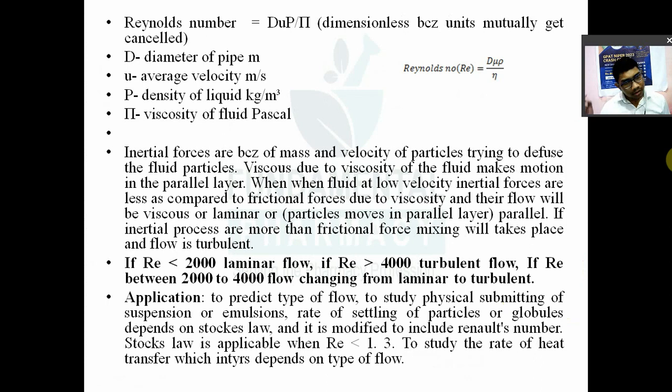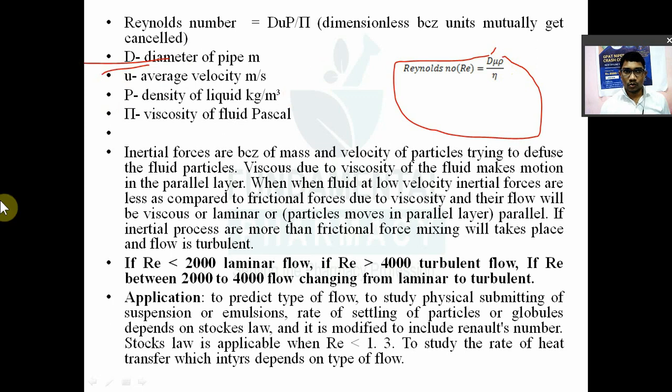Now, what is Reynolds number? See, here is the formula. Reynolds number is equal to D u rho divided by mu. D is the diameter of the pipe, u is the average velocity, rho is the density of the liquid in kilogram per meter cube, and mu is the viscosity in Pascal. Reynolds number is a dimensionless number.